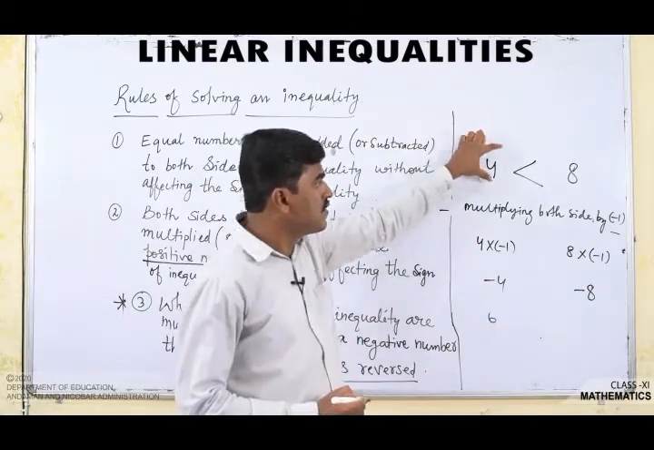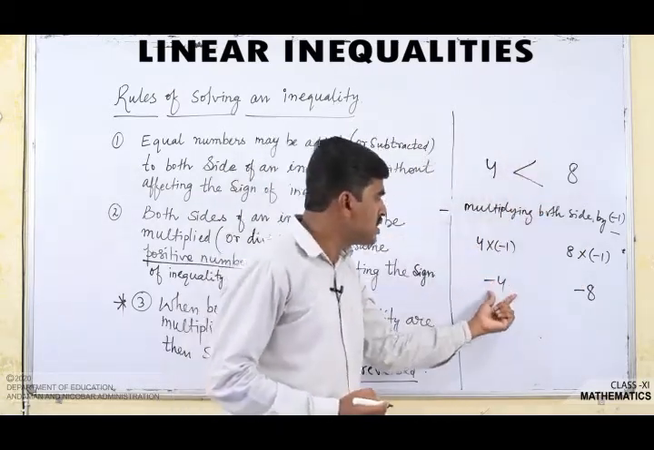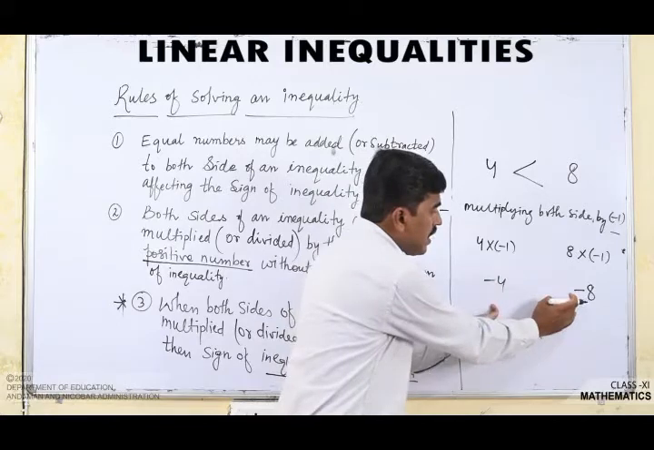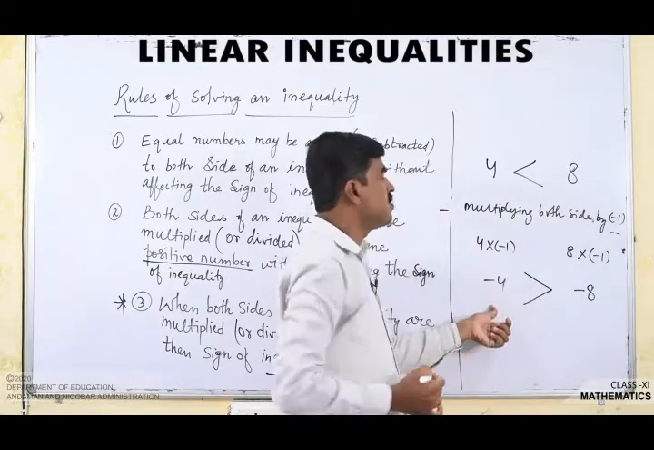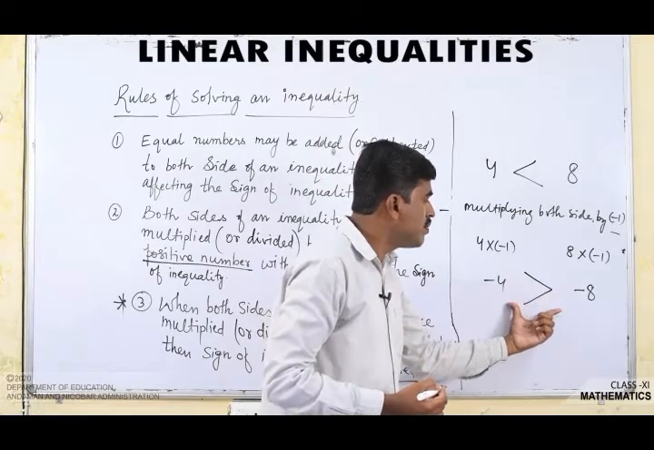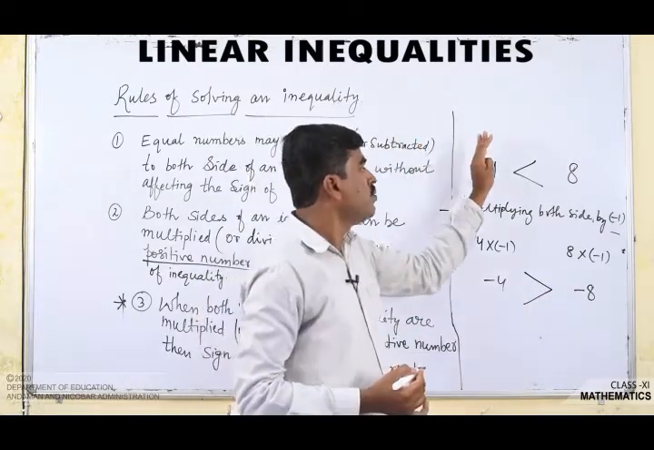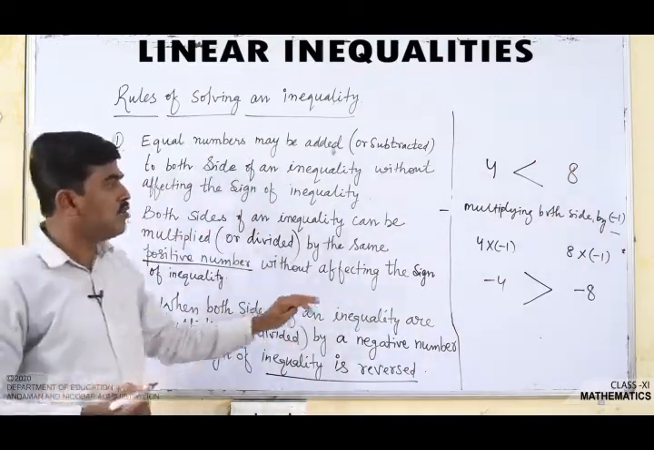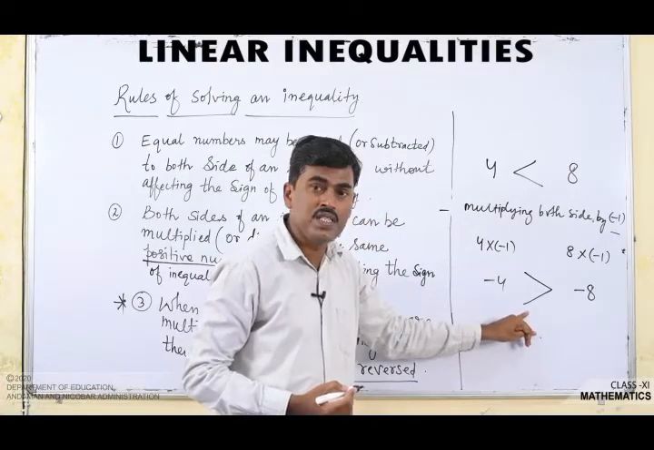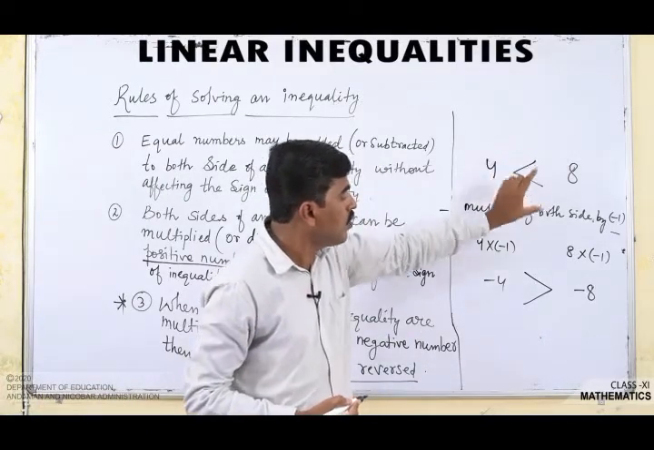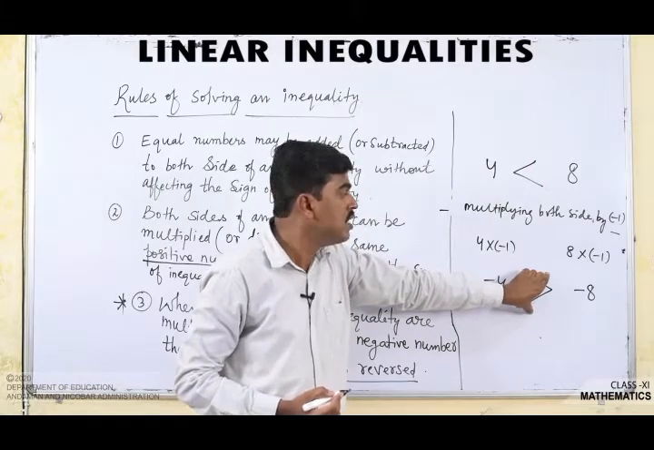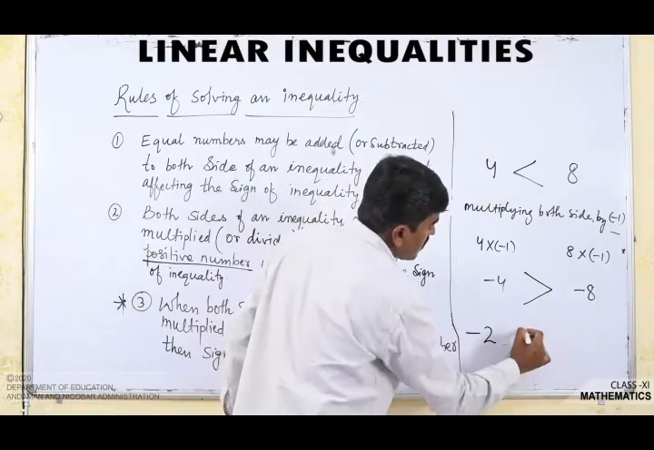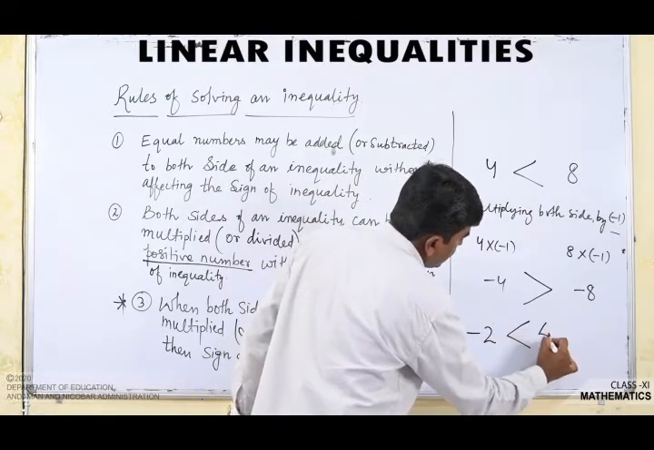Now you see here, 4 is less than 8. Now what about minus 4 and minus 8? We know that minus 4 is greater than minus 8. So here this symbol will be reversed. Then only this statement is true. So if we multiply both sides of an inequality by a negative number, then we have to reverse the sign of this inequality. Here it is less than, now we have to reverse the sign of the inequality, that is greater than.